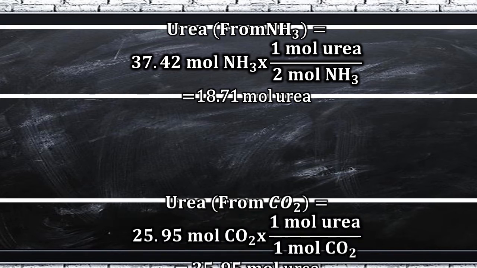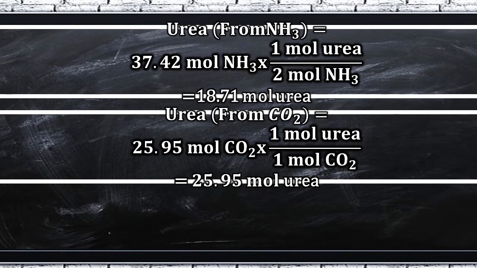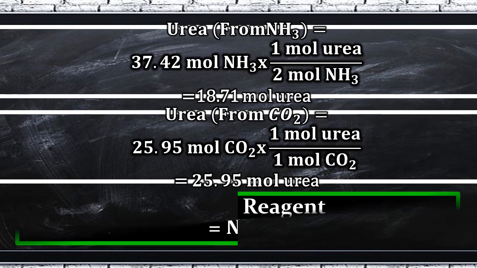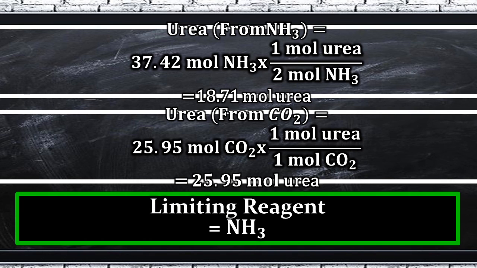While the amount of urea produced from carbon dioxide is equal to 25.95 moles of carbon dioxide times 1 mole of urea divided by 1 mole of carbon dioxide, which is equal to 25.95 moles of urea. Again, this ratio is from the balanced chemical equation. From the calculated amount of urea, it is apparent that ammonia produces a smaller amount of urea than carbon dioxide does. This means that ammonia is used up first to produce urea. Therefore, ammonia is the limiting reagent.